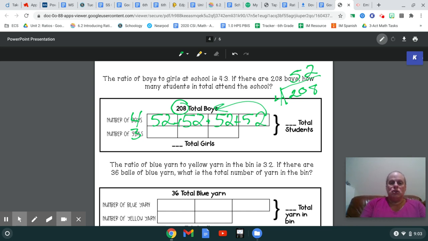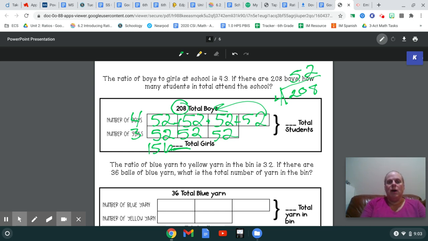Now, how much do we have for total girls? Well, remember, whatever we put in those top boxes will be the same in the bottom. All the boxes have the same amount. So we'll have 52, 52, and 52. What is the total of that? I believe that total is 156. 50 plus 50 plus 50 is 150, and then add 6.